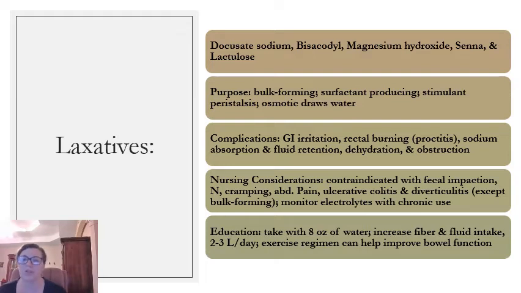And we need to monitor those electrolytes, especially with chronic use, like I was talking about with the lactulose. We're making them have a diarrhea movement, so you're going to lose your electrolytes. They need to take these with 8 ounces of water, increase their fiber intake, and increase their fluid intake to 2 to 3 liters a day, just to prevent dehydration. And maybe promote an exercise regimen to keep their peristalsis and GI motility active, therefore improving their bowel function. Maybe be on a regular schedule again without the need for chronic laxative use.